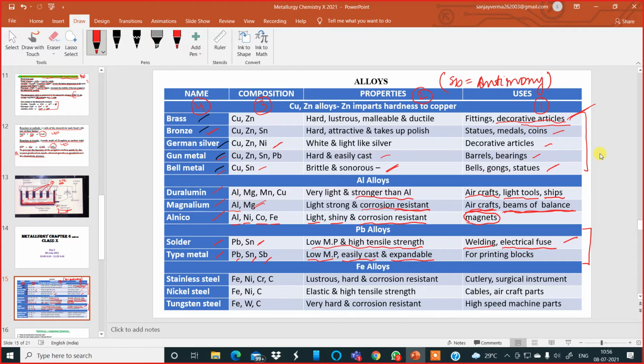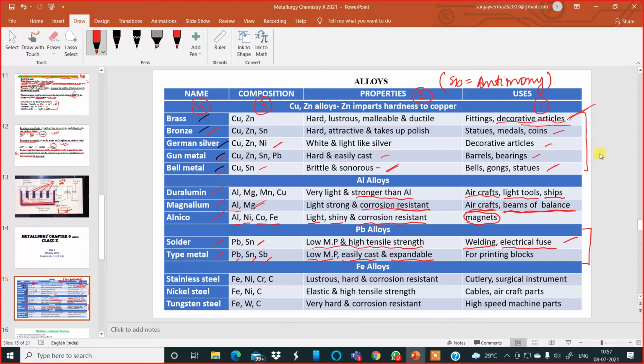In typewriters, in olden times, 10 years from now, we used to have typewriters. Nowadays we have the latest printers, but they don't require type blocks. In the olden days, typewriters used printing blocks made out of type metal, an alloy of lead, tin, and antimony. So these were the two alloys of lead.